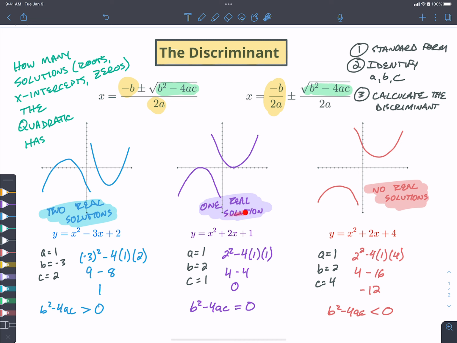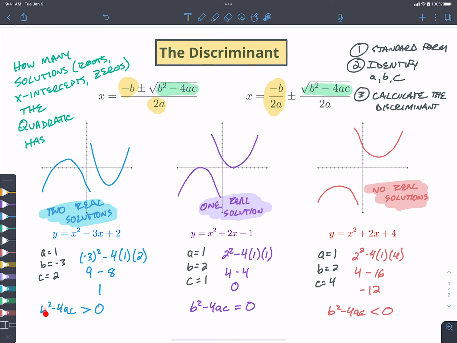And over here, if we have one real solution, if this thing is 0, then we've got negative b over 2a plus or minus the square root of 0, which equals 0. So the square root of 0 is 0, and 0 divided by anything is still going to be 0. So you just have the axis of symmetry. So the axis of symmetry is the value that is crossing or touching the x-axis right there. So we have one real solution, one place where the quadratic crosses or touches the x-axis.